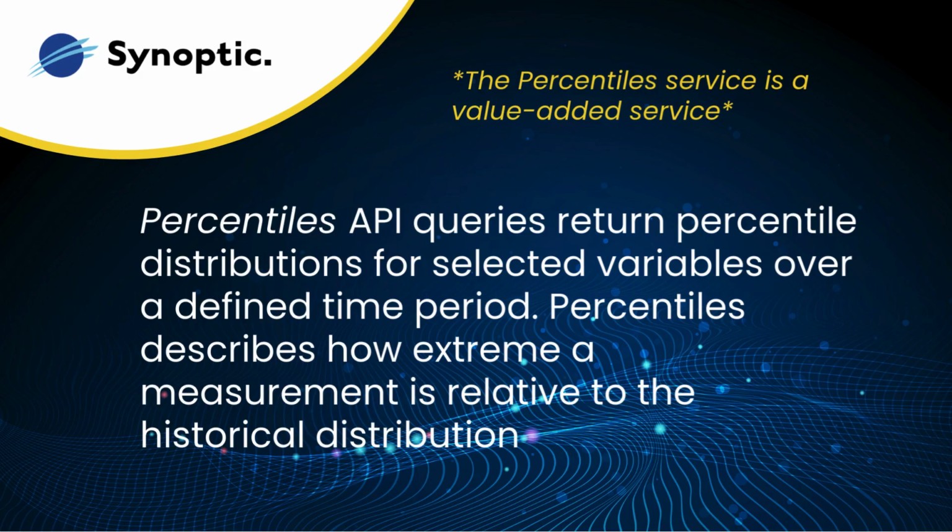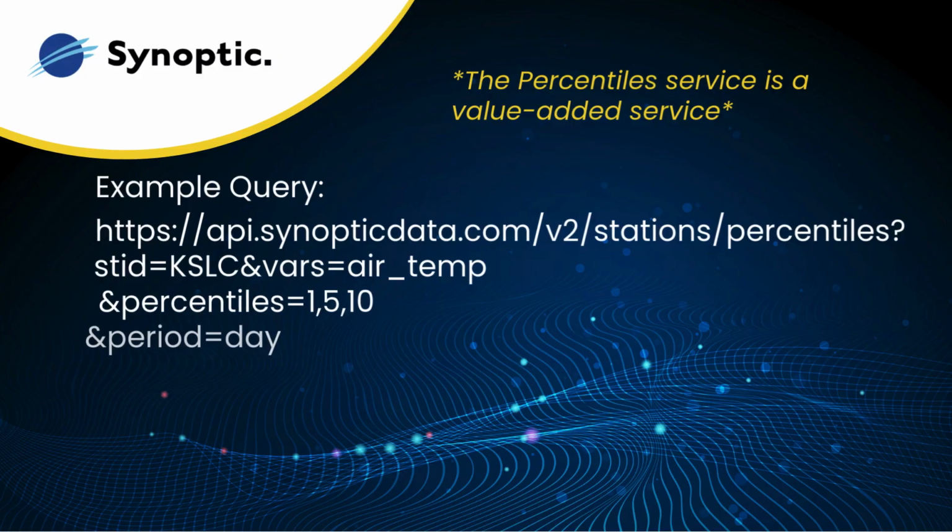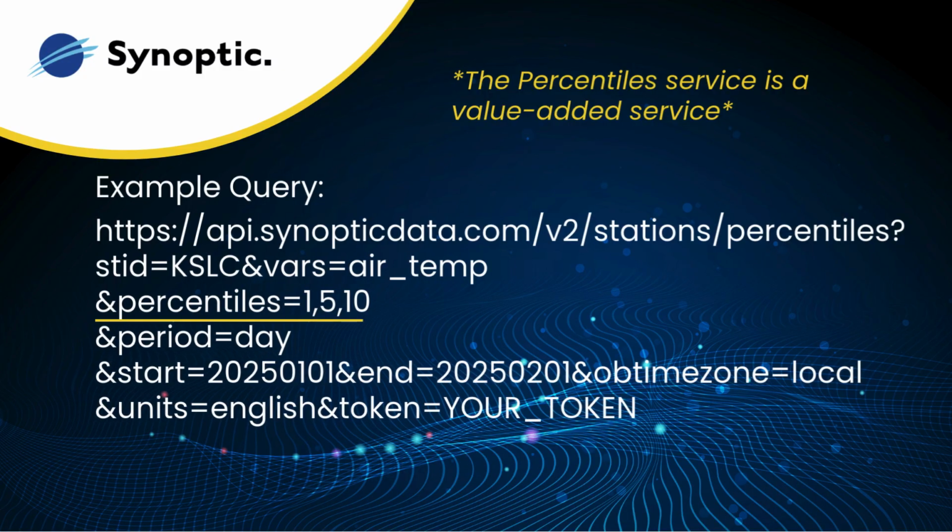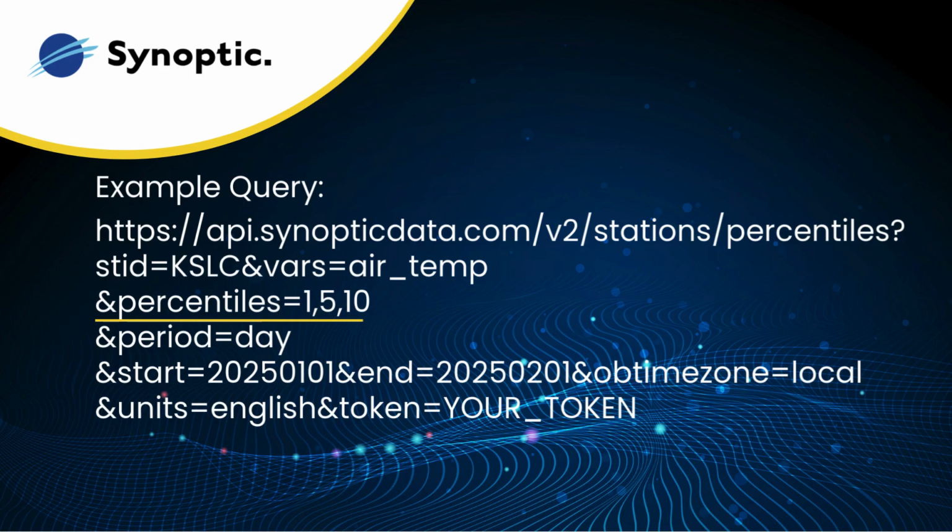Let's take a look at a Synoptic Weather API percentiles query, which follows the same format as our general API queries with the unique parameter of percentiles. In this example query, we asked the Synoptic Weather API to return daily 1st, 5th, and 10th percentile air temperature data at the KSLC station for the month of January 2025 in local time and Fahrenheit. The percentile parameter is set to 1, 5, and 10 and can be anywhere from 0 to 100.